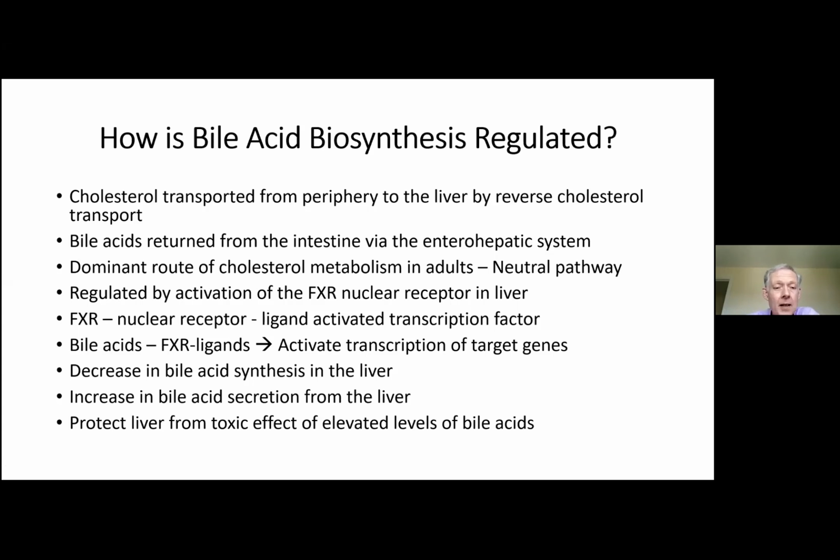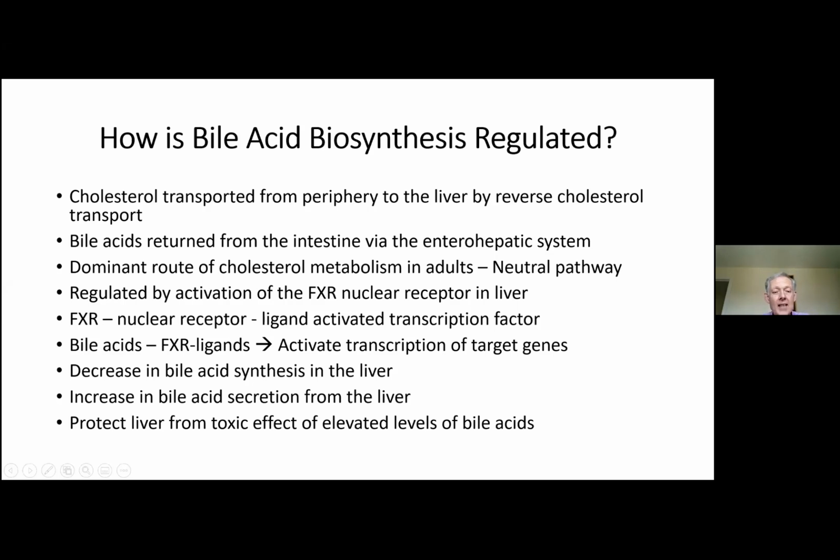And the neutral pathway is regulated by activation of the FXR nuclear receptor in the liver. So FXR is a nuclear receptor, and nuclear receptors are ligand activated transcription factors. So actually bile acids are the ligands for FXR. So what happens is bile acids bind to FXR, activate transcription of target genes, and these target genes decrease the production of bile acids in the liver and increase bile acid secretion from the liver.